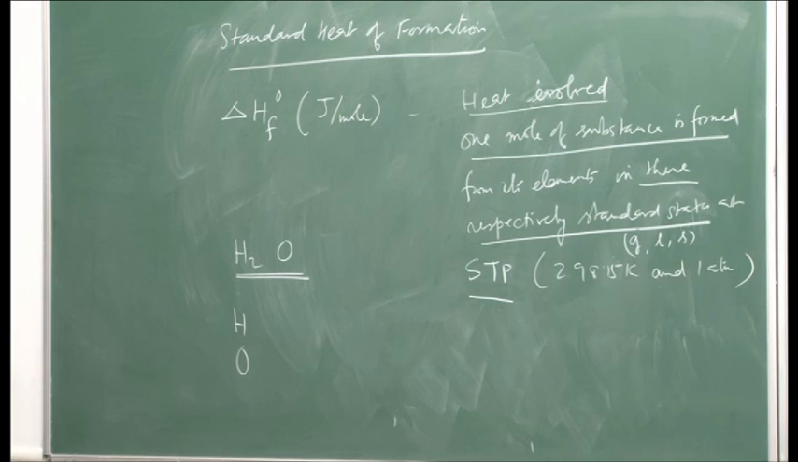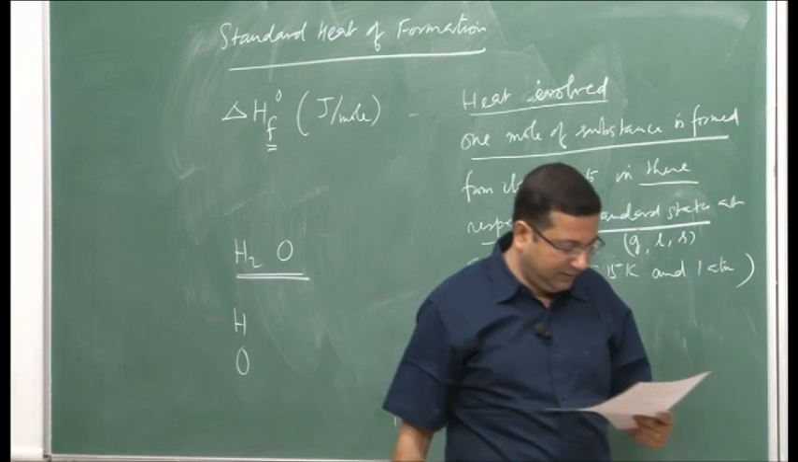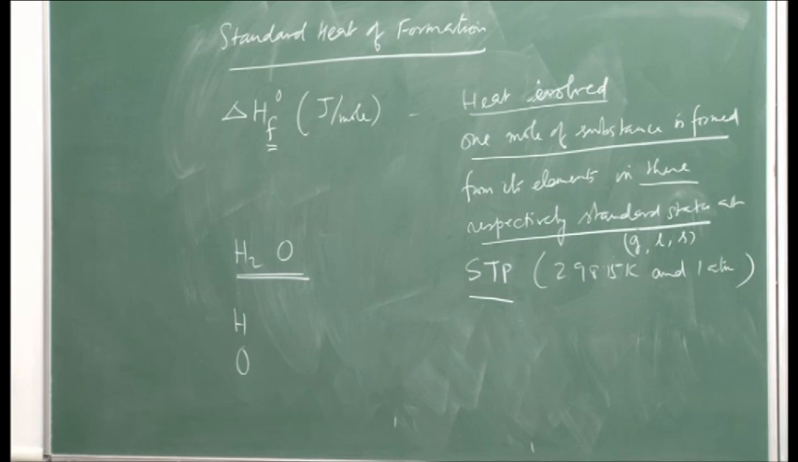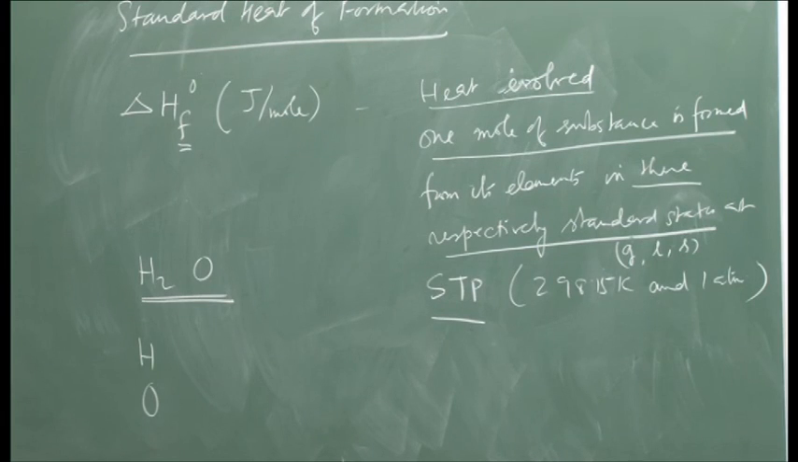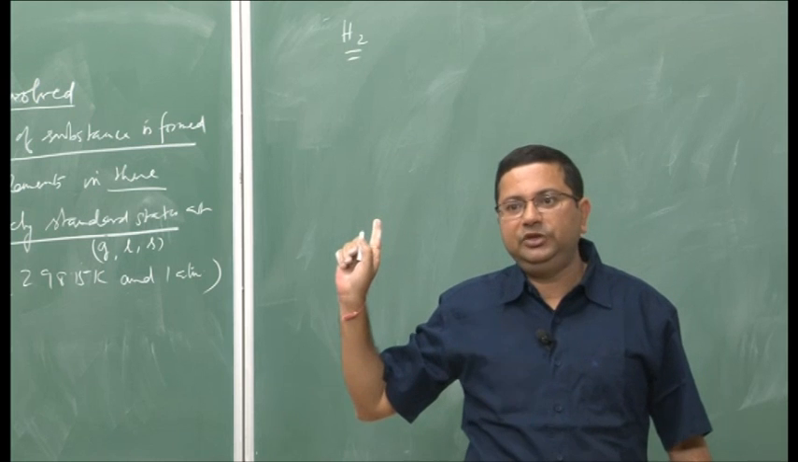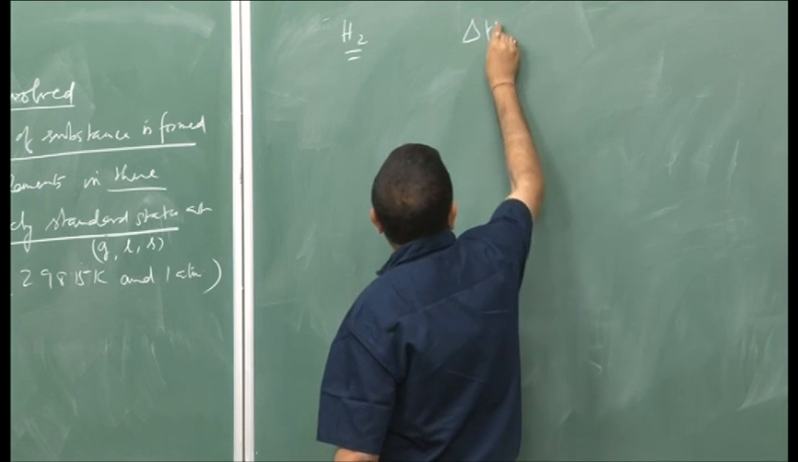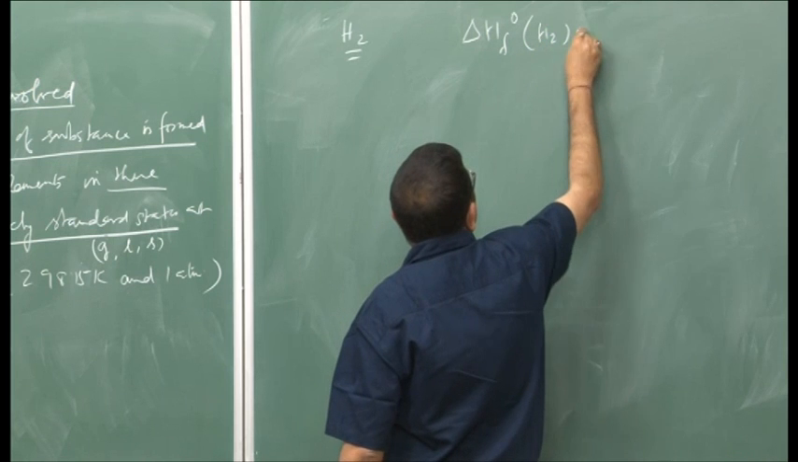So, here the subscript F represents the formation and the superscript O represents the standard state. By convention, each element in its standard state is assigned an enthalpy of 0. So, each element, the way they appear in nature, is assigned a standard enthalpy of 0 at a standard state. Or we can say that the standard heat of formation of an element in its natural state is 0. For example, if I consider hydrogen, the heat of formation of hydrogen, because it appears as hydrogen like this in nature, is 0.